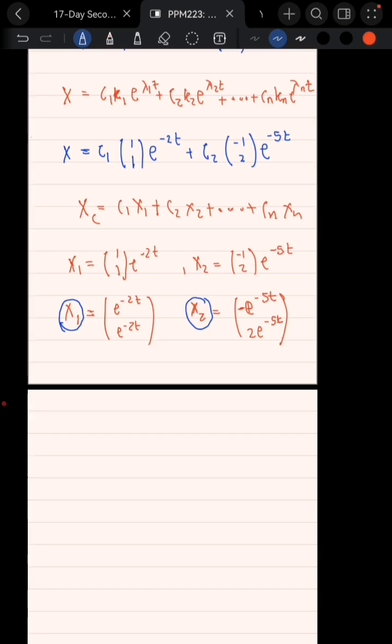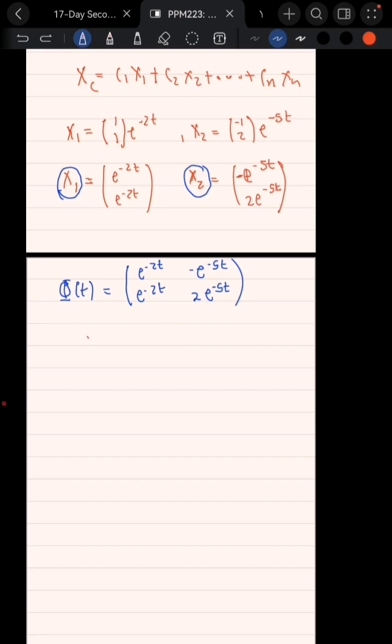The fundamental matrix, which is expressed using the function, is then equal to the matrix with rows (e to the power minus 2t, minus e to the power minus 5t) and (e to the power minus 2t, 2e to the power minus 5t). By the method of variation of parameters, the general solution to the system is equal to the sum of the complementary solution and the particular solution.